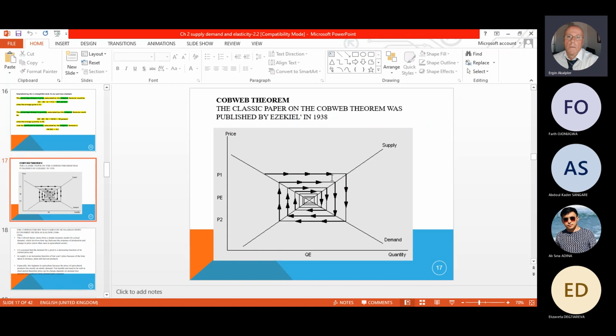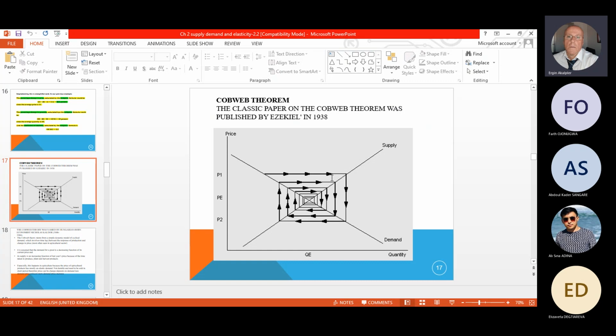Okay, then we have here the elasticity problem on the graph, or on the figure, to show you how the demand and supply position is affecting and changing the elasticity. This is the theorem of Cobweb.